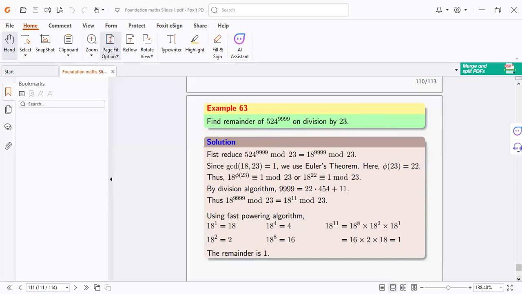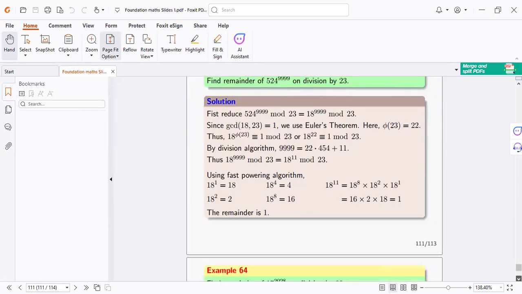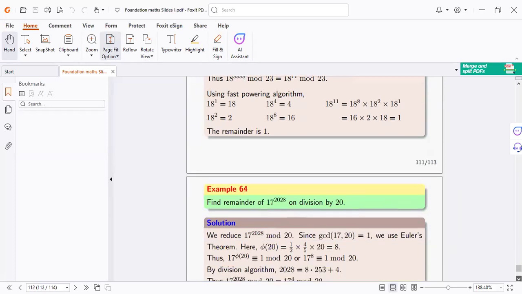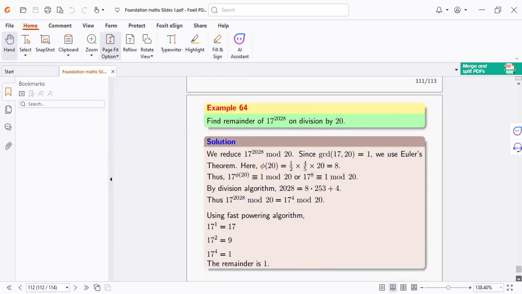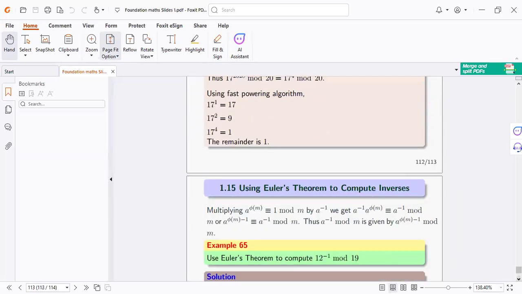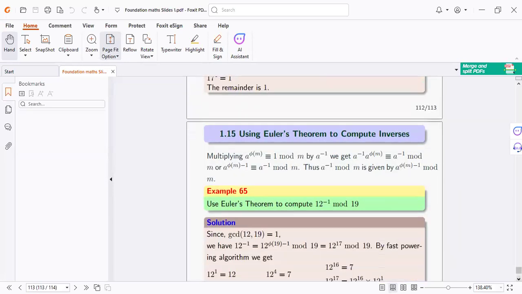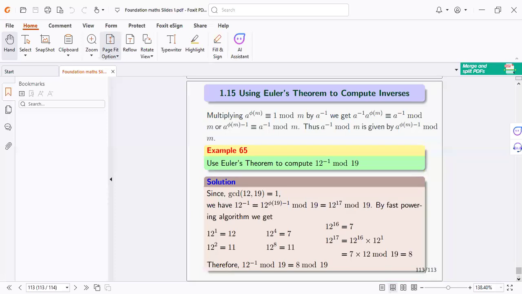Now I want to show you how to find the inverse using the Euler theorem. Finding the inverse, this one you look at the working, as you've already done a similar question, so you can just use that example to do this. How do we compute inverses using the Euler theorem? That is the last thing I want to look at today.